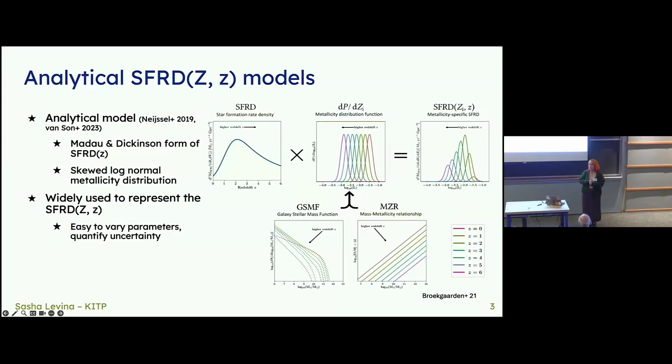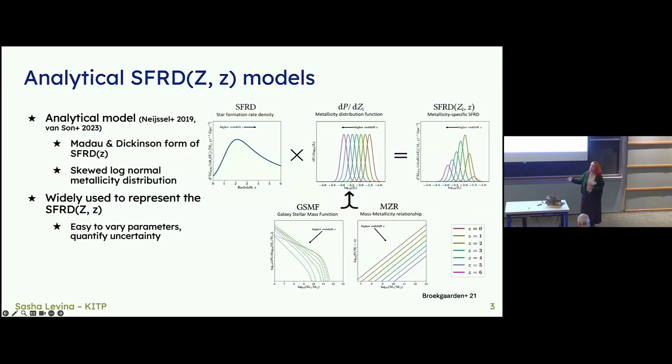And the analytical model that we are going to use in this work is a combination of the Madau-Dickinson form of the just redshift-dependent star formation rate density without metallicity evolution in it, and convolved with a metallicity distribution function. We're going to use a skewed log-normal metallicity distribution because that is a fairly commonly used form. That is also the default in COMPAS.